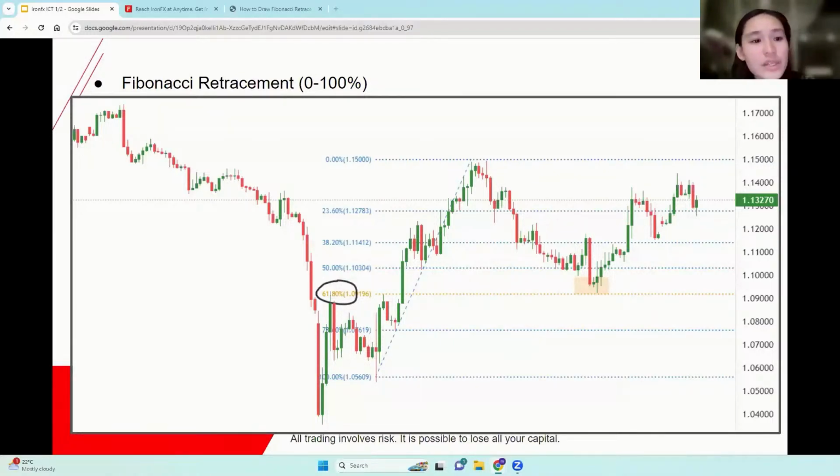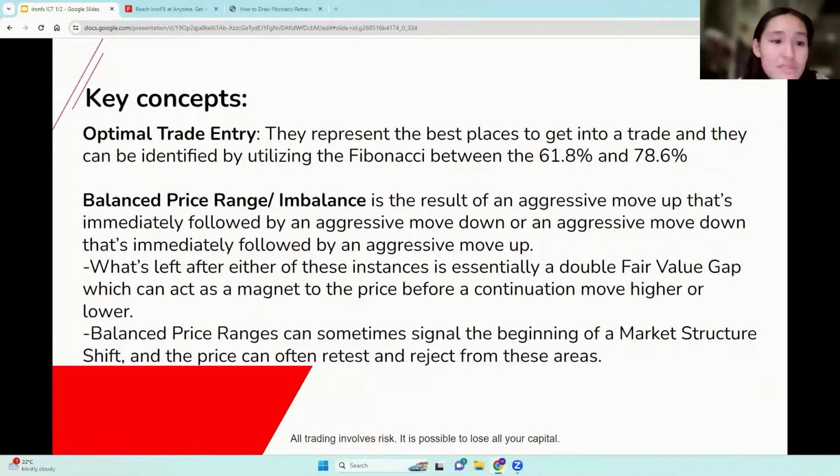Now let me get back to my... After optimal trade entry, the next key concept is a balanced price range or imbalance. This is the result of an aggressive move up that's immediately followed by an aggressive move down, or an aggressive move down that's immediately followed by an aggressive move up.